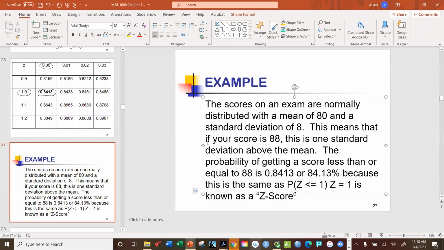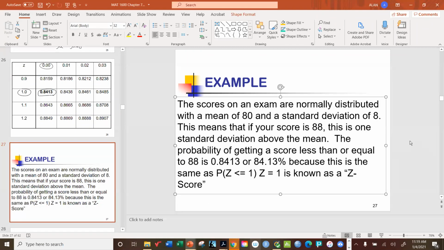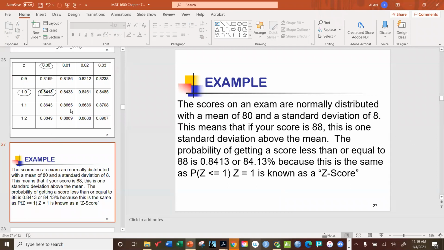Okay, the z-score comes from the fact that the letter z is used to represent the standard normal curve. So with a mean of 80 and a standard deviation of 8, if your score is 88, you are 1 standard deviation above the mean, which means you've outperformed 84.13% of the class. That's how we can interpret this number. It's fine to look this up in a chart, but it's nice to know what it actually represents. In this particular case, it means that you've gotten an 88 and you've done better than 84.13% of the class.